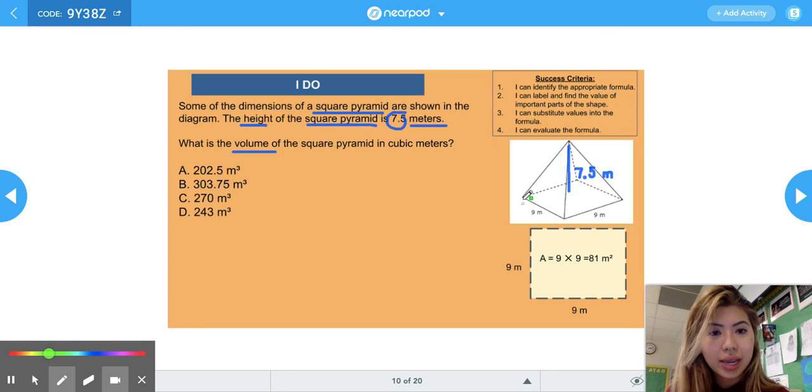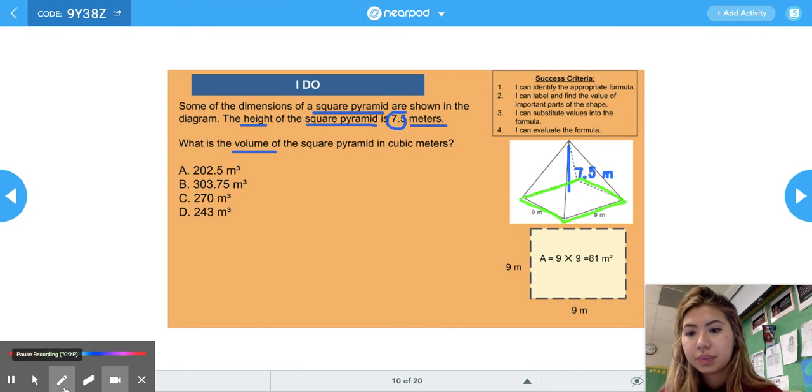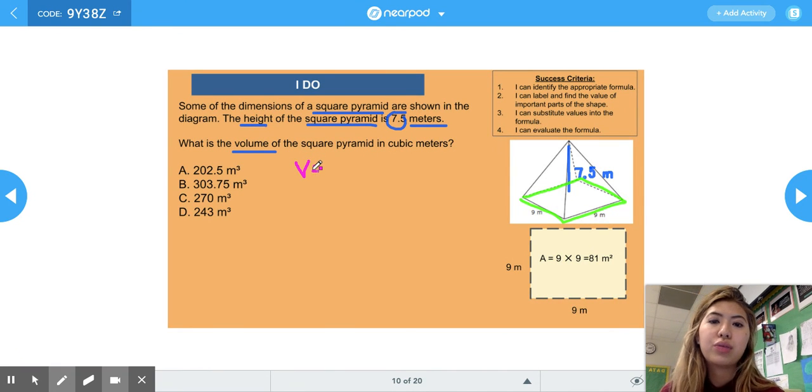I'm also going to highlight the base shape, which is a rectangle, and it's also been drawn at the bottom right here. So first off, I'm going to write out the volume formula for a rectangular pyramid. A square pyramid is a type of rectangular pyramid because a square is a type of rectangle. So our volume formula is V is equal to 1/3 times base area times height. Since I've already labeled and found the important parts of the shape, I'm going to go ahead and substitute.